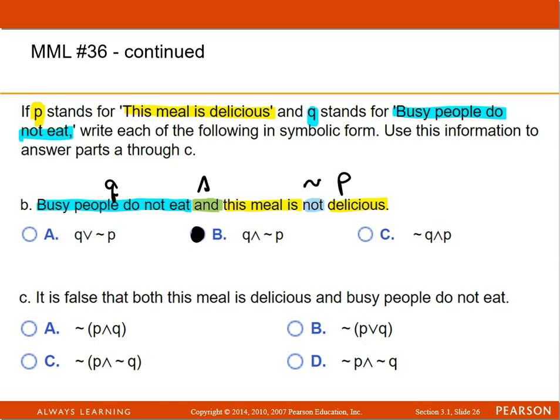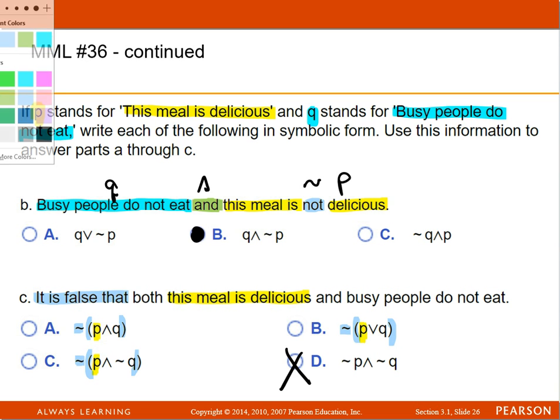It's right there. And then the last one says, it is false that. Okay. When it says it is false that, or it is not true that, that's when they put a negation in front of parentheses, and all of these have a negation in front of parentheses except for D, so it can't be D. And then it goes on to say, both this meal is delicious, so that's a P, that has a P, that has a P, and that has a P, okay.